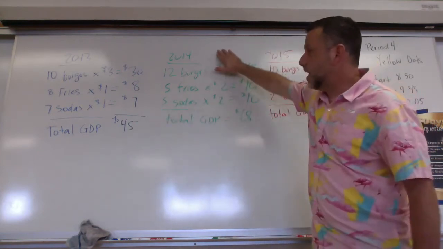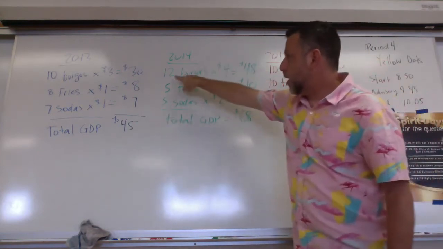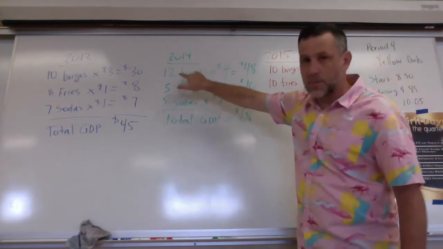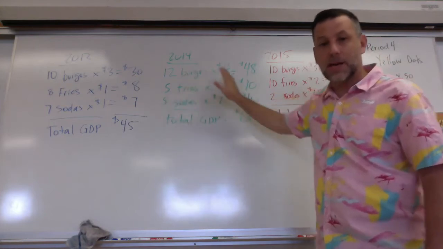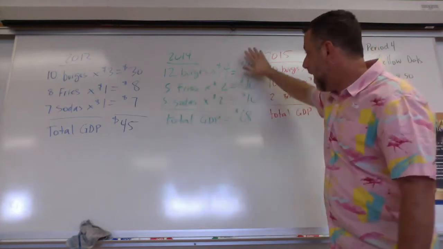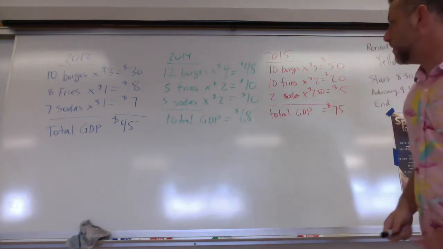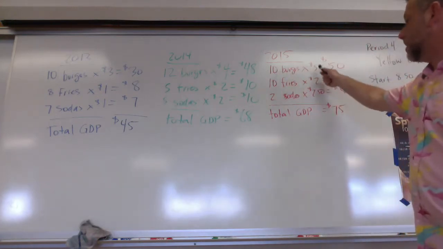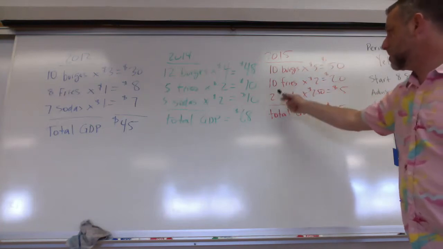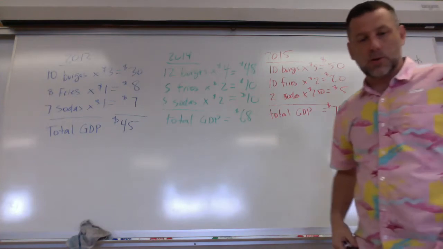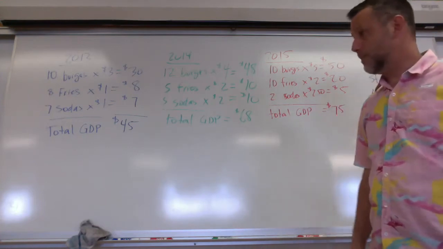For 2014, I have my quantity changing, my prices changing. I multiply the burgers times the price, the fries times the price, the soda times the price, and then I get my total GDP, $68. And then in 2015, I multiply my burgers times their price, the fries times their price, sodas times their price, and I get $75 as my total nominal GDP for 2015.